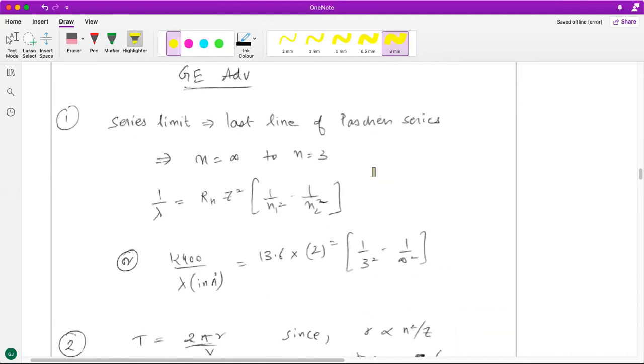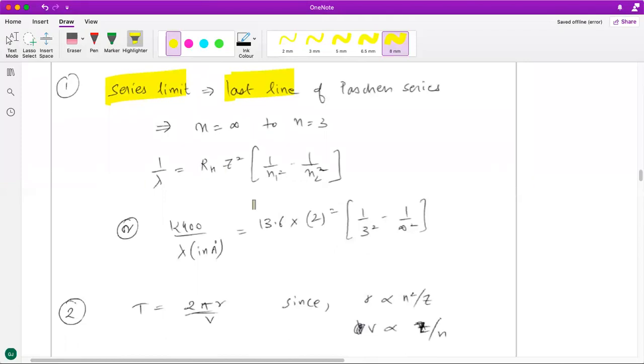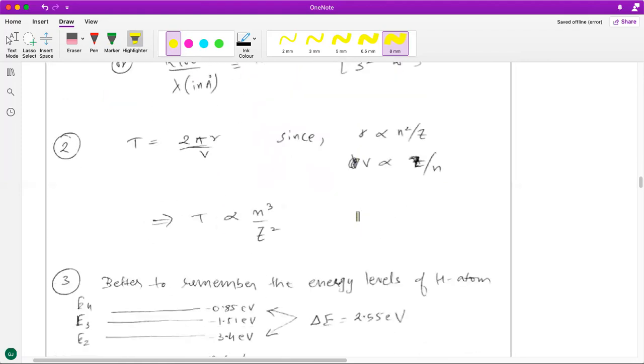All right, then let's talk about Get Equipped to Advanced. Again, single choice correct questions are being discussed here. So the first question, it talks about the series limit of Paschen series. So if you remember, series limit is the last line of a series. So Paschen series last line will be from n equal to infinity to n equal to 3. You substitute in the formula of either the Rydberg constant or you can use the delta E formula equal to hc by lambda, which can be written as 12400 by lambda in angstrom if the delta E is in electron volts. You will get the correct answer.